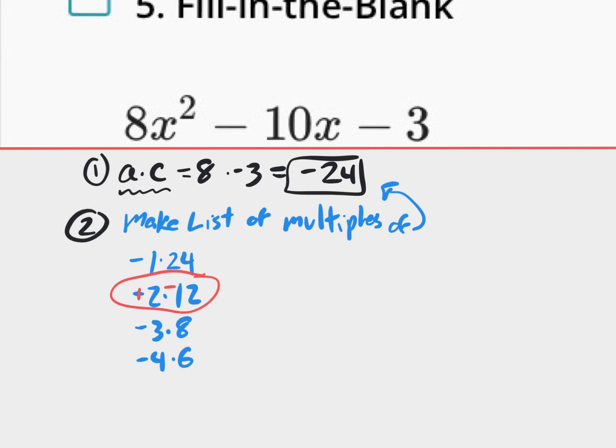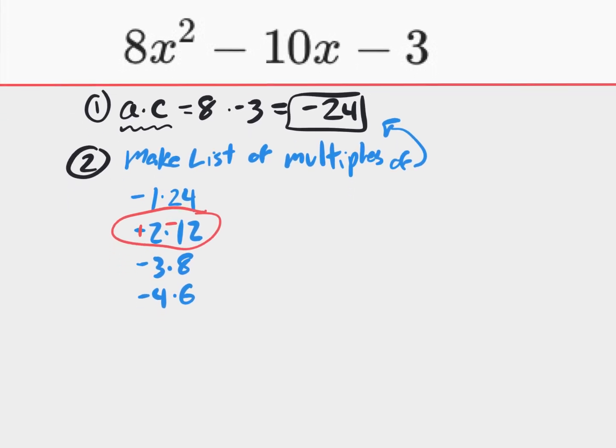Let's move on to step 3. Now, step 3, one option is to change your trinomial to a polynomial by changing this middle term, negative 10x, to become positive 2x minus 12x, creating 4 terms instead of 3 terms. That way you could apply factoring by grouping, but that's a whole other 3 or 4 steps in itself.